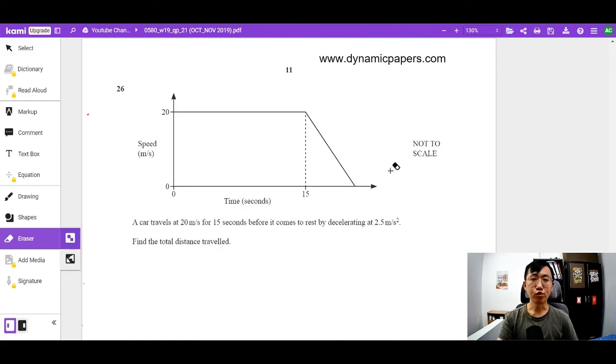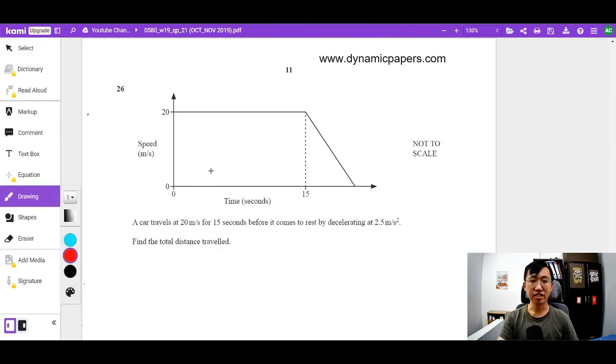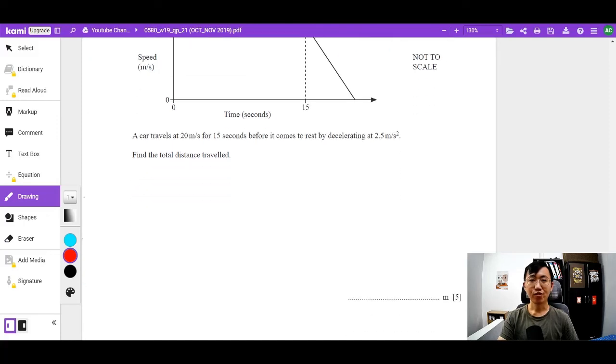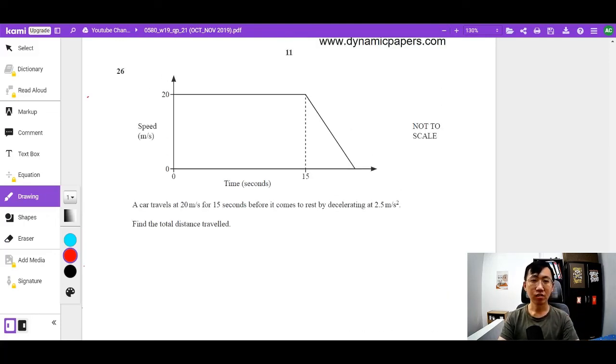The last question, question number 26. So teacher can see that this is a speed time graph question, and let's check out the total marks. 5. And you know, anything more than 4, 5, 6, these are big questions and definitely a lot of things to do. Alright, so let's read the question. A car travels at 20 meters per second for 15 seconds. Check. Okay, so I understand for 15 seconds constant speed. Before it comes to a rest by decelerating at 2.5 meters per second square. So going downhill is deceleration, and it's given to you 2.5 meters per second square.